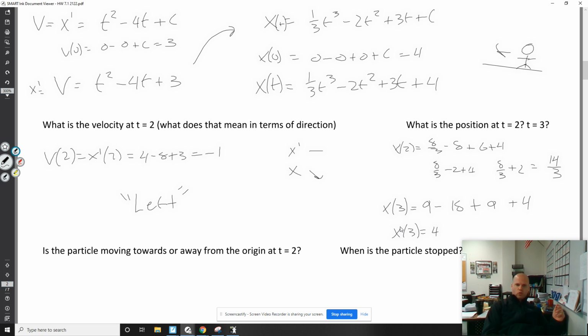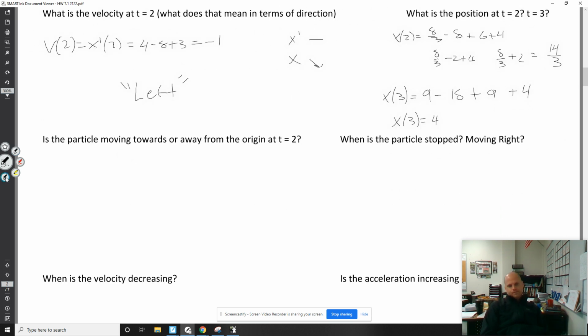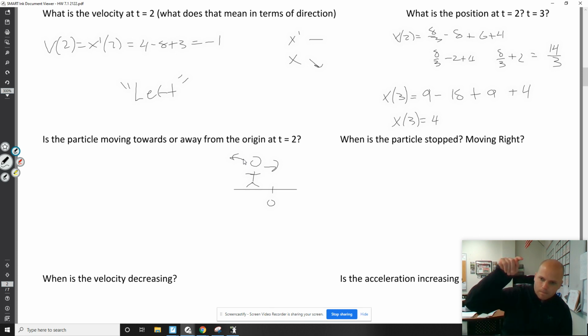Is the particle moving towards or away from the origin at t equals 2? This is great. Don't memorize, understand. If you know your dude, and you know where he's located, and you know which direction he's traveling, boom, you can answer this question. Don't memorize something, just understand. It's a dude moving left and right. Well, origin, know where he is with respect to the origin. Know if his position is increasing or decreasing. Know if he's traveling to the left or to the right. Boom.